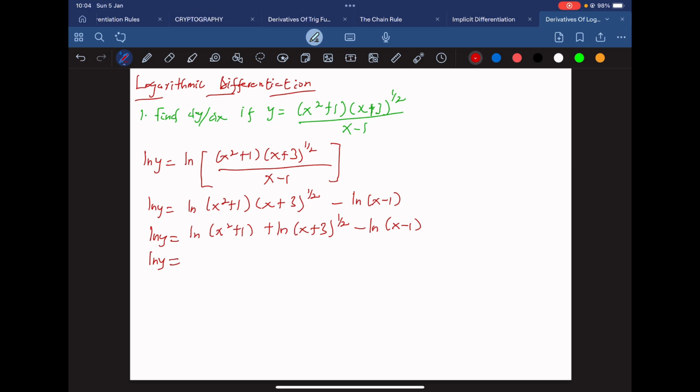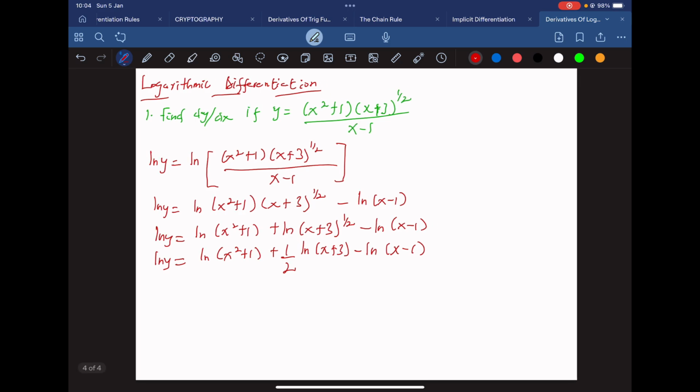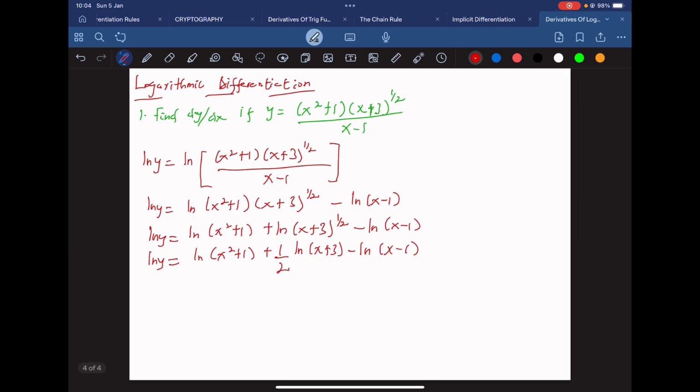Natural log of y is equal to natural log of x squared plus 1. Then we bring the exponent in front. Remember, we are not differentiating, so we don't subtract 1 from the exponent. You just bring it in front and leave it as it is. Then minus natural log of x minus 1. Now, after getting to this part, there is no way to rewrite the expression. So the next step is to differentiate.